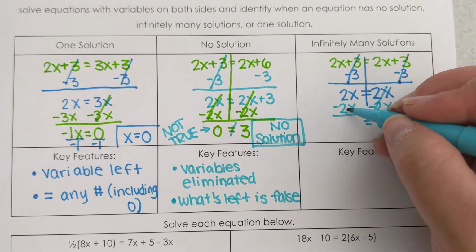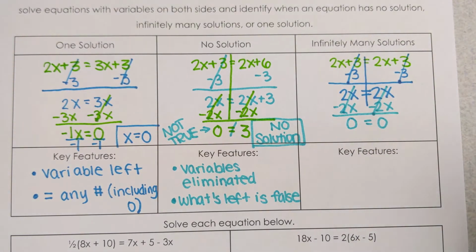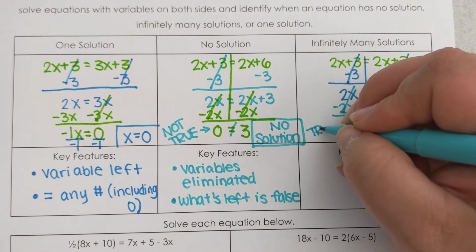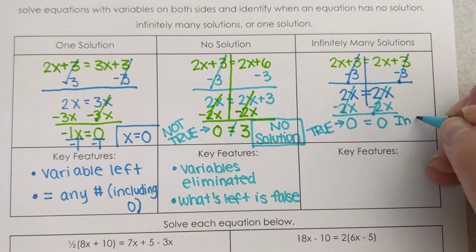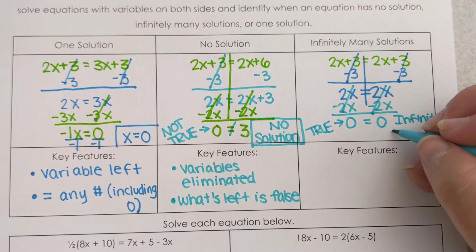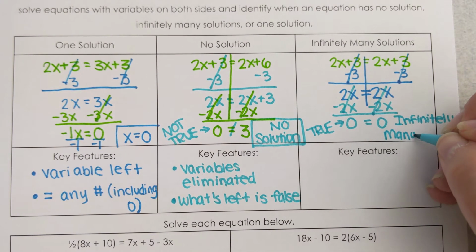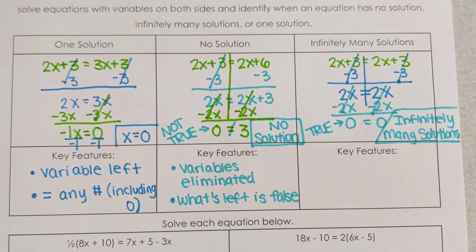And what happens over here? It cancels them out again, and I have 0 left. Well, does 0 equal 0? Yes, that is true. So that means that we have what is called infinitely many solutions. And I know I did not leave quite enough space to write all of those words. You can just draw an arrow up here if you want.